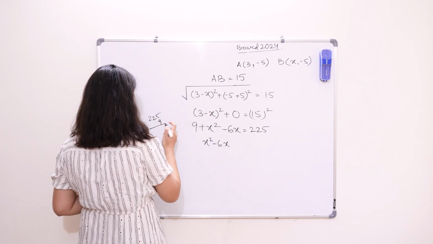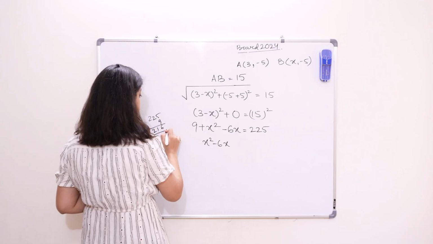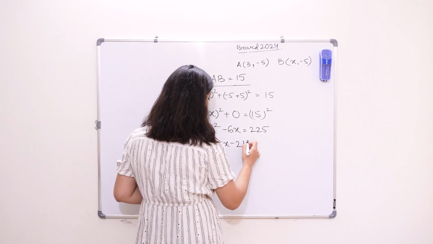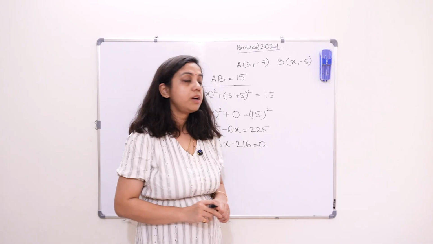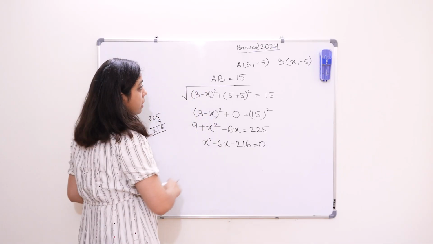10, 11, 12, 13, 14, 15, 6, 1, 216 minus 216 is equals to 0. Right? So what did we do?